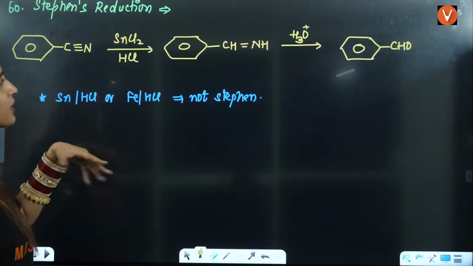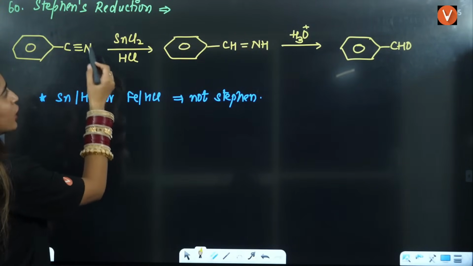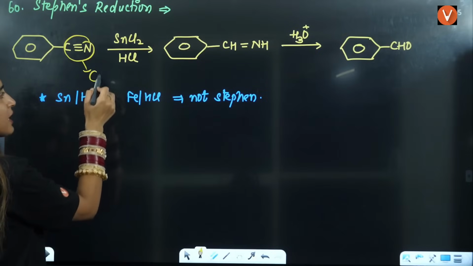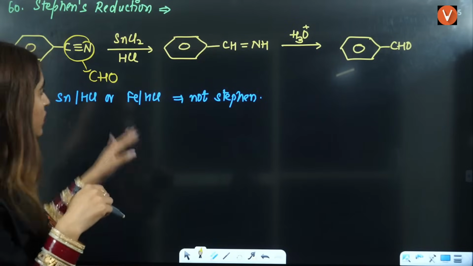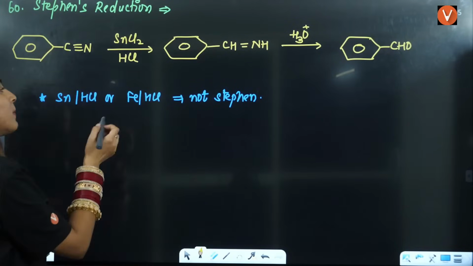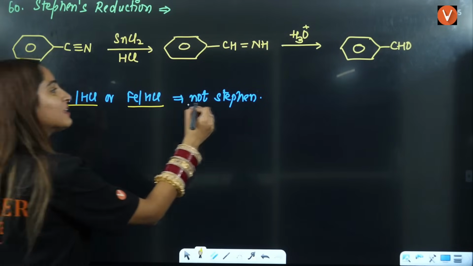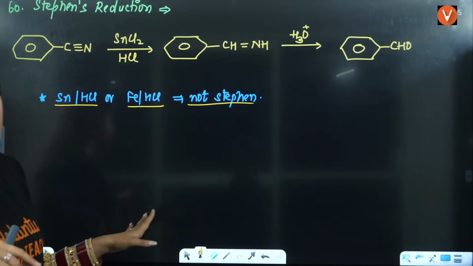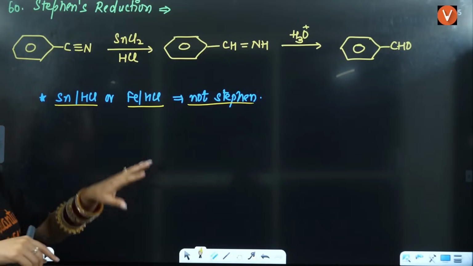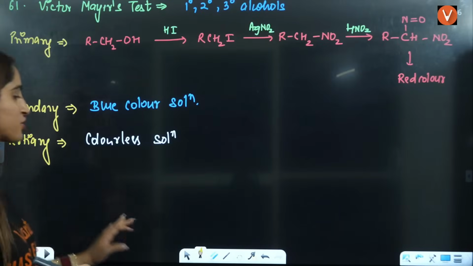Okay. Stephen's reduction, as I told you, if you add SnCl2 in HCl, you convert this CN to CHO. That is called Stephen reduction. We have done this in today's class only. We have done this before also. But if they give Sn/HCl or Fe/HCl, then that is not Stephen. Stephen is when you add SnCl2 and HCl. Okay. Sn/HCl and Fe/HCl is not Stephen's reduction.